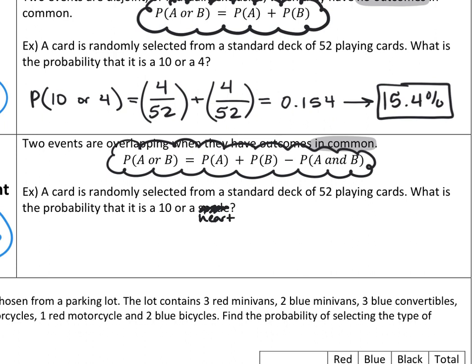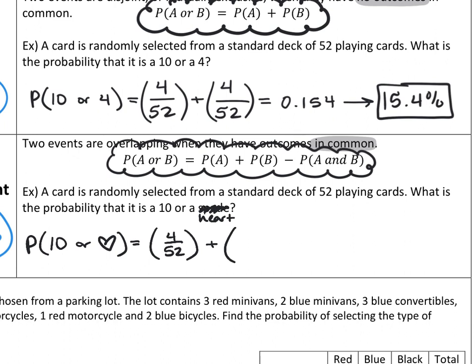If we didn't take out that possibility, we would be double counting that card from both the 10s and the hearts. So when we find this probability, the probability of it being a 10 or a heart, we find the probability that it would be a 10, which is 4 out of 52. And the probability that it would be a heart: my card players, how many of each suit are there? How many hearts are there in an entire deck of cards?